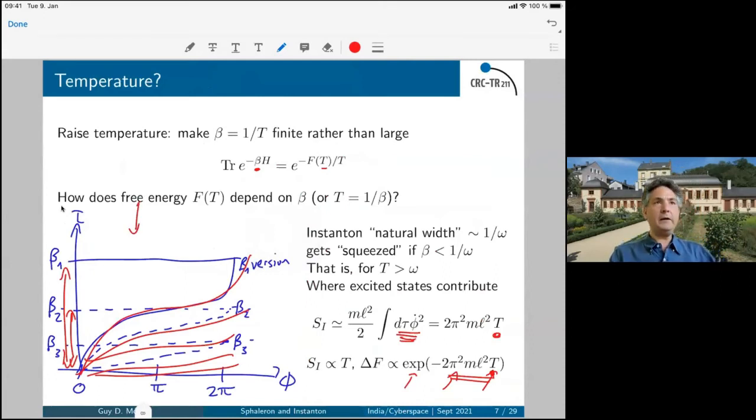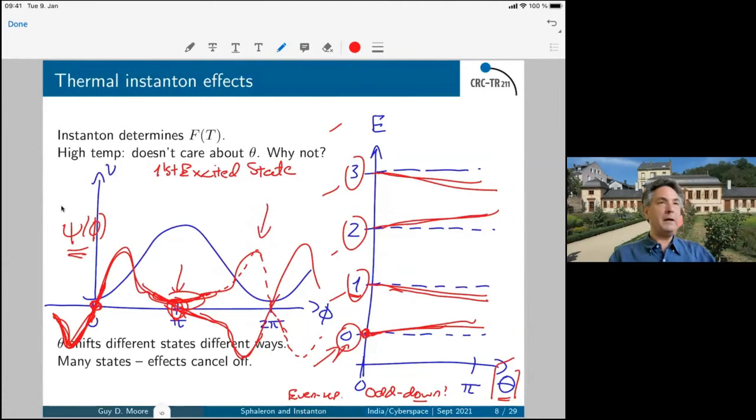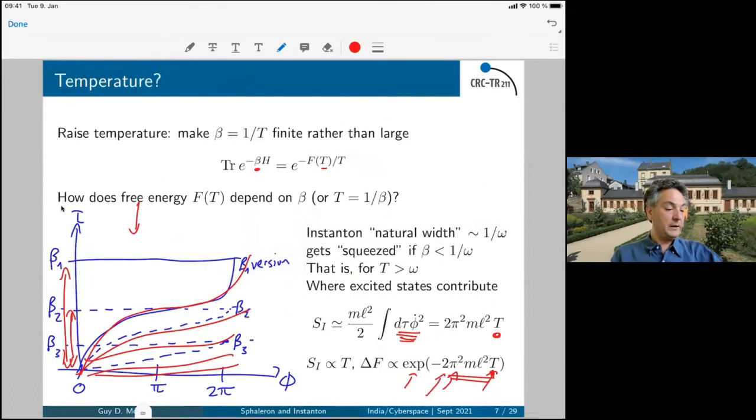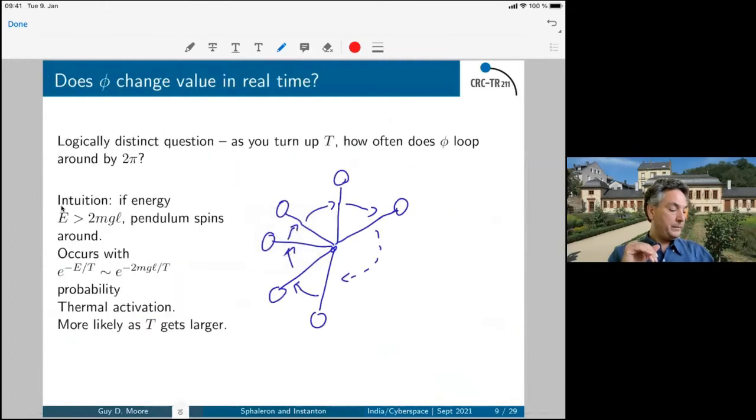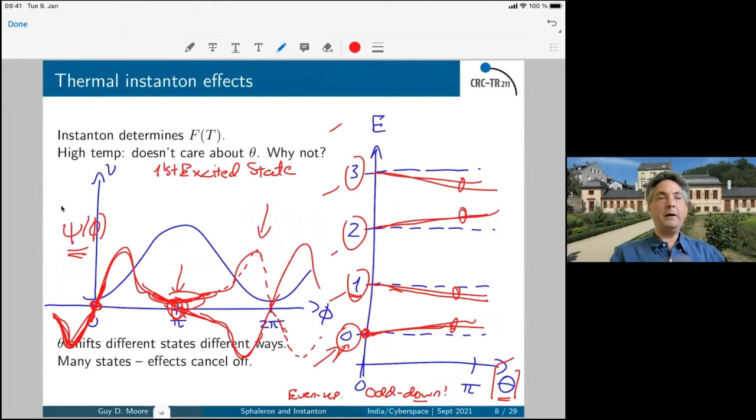In this case, the calculation is easier to see what's happening in this instanton picture than it would be by trying to solve many, many excited state wave functions. So trying to find exactly what all of these energy shifts are is very hard. But we can sum the effects of all of those shifts at once in this instanton picture and see that the exponential suppression of how important this theta is getting stronger and stronger. Okay. So that's the answer to the question, how much does the free energy depend on a twist angle?